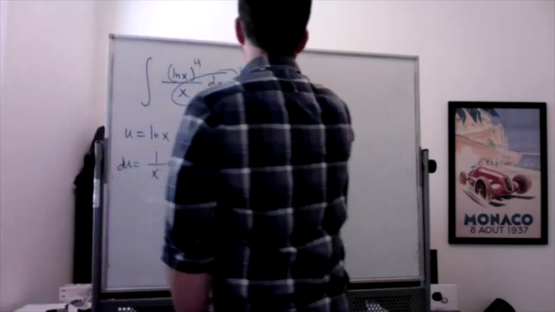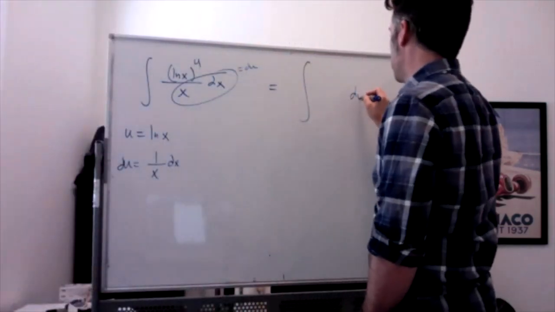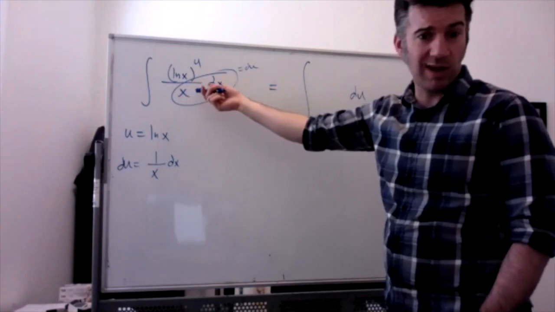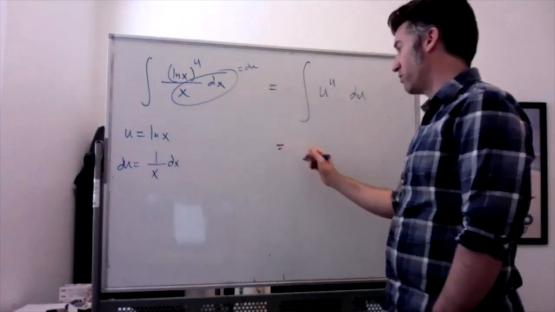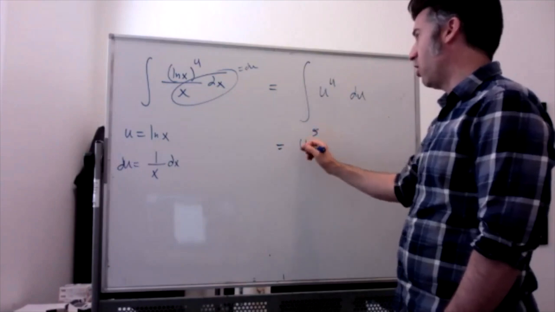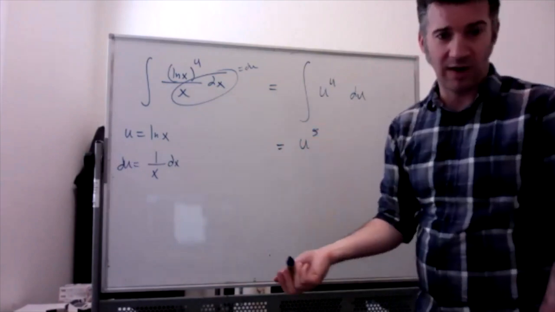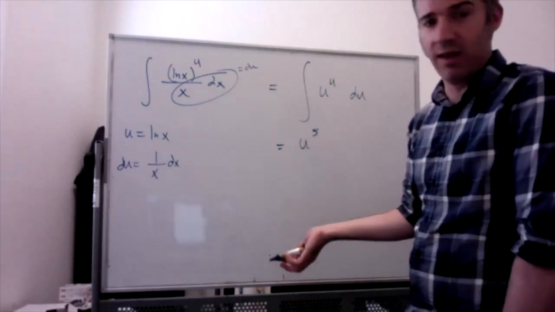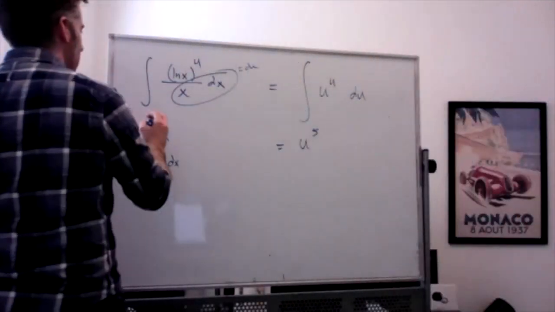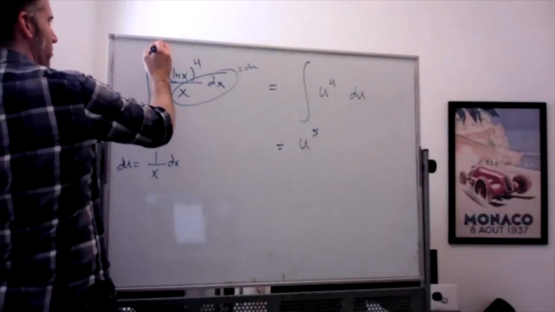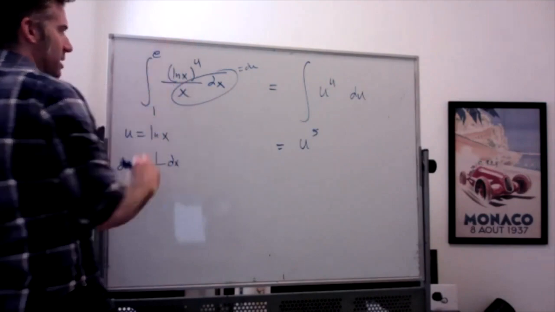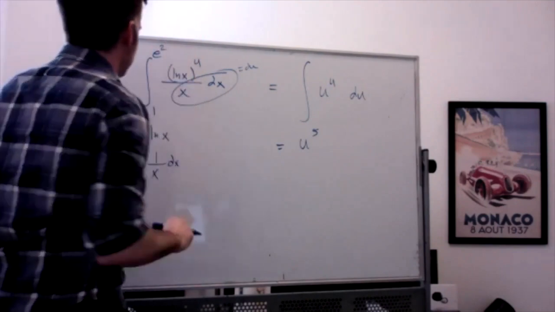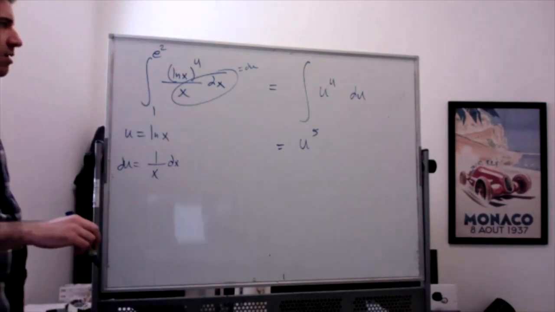So this would end up being the integral of, let's see, natural log of x becomes u, so I get u to the 4th. And the antiderivative of u to the 4th is u to the 5th over 5. Sorry, I did this one as an indefinite. Let's make it definite. Let's say we want to integrate from 1 to, I don't know, 8. Let's make it e. Let's make it e squared. How about that?